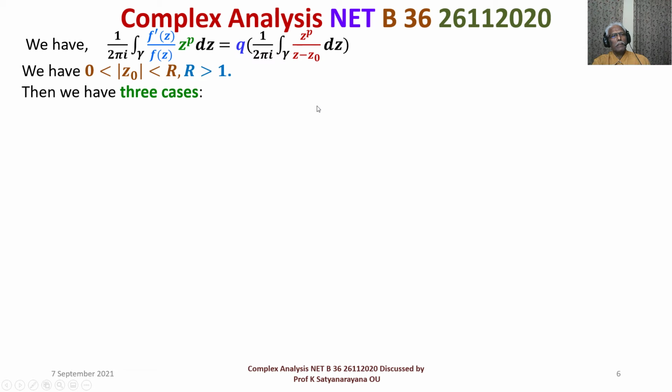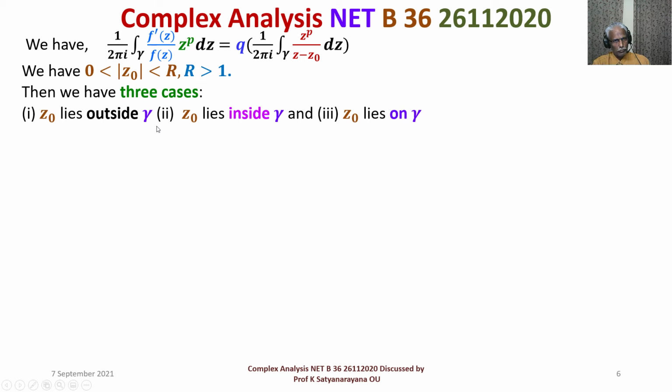What are the three cases? Now the question is, where is z naught? So the first case is z naught lies outside gamma. The second case, z naught lies inside gamma. Or otherwise, z naught lies on gamma. Let us take the first case.